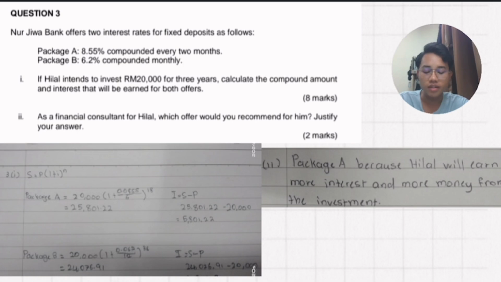20,000 in bracket 1 plus 0.062 divided by 12 power of 36. And then the answer we get is 24,076.91.